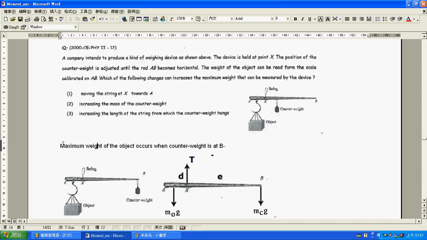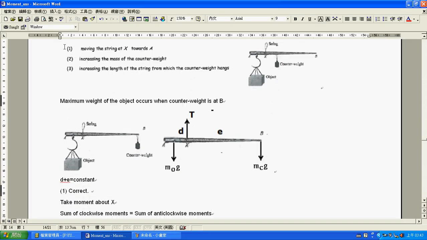So the maximum weight of the object occurs when the counterweight is at B, at the largest distance from the pivot, from the point X. Now let's look at the free body diagram of the rod. T is the tension of the string holding the device upward, and the weight of the object equals MO times G. The weight of the counterweight is MC times G.